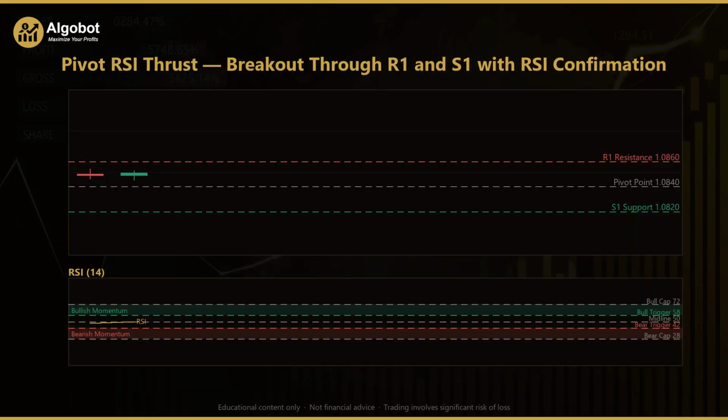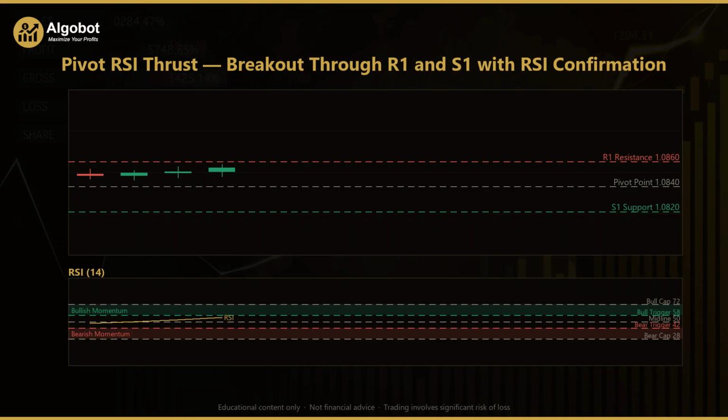Let's bring the whole strategy to life on this chart. Up top you can see the price candles, and crossing them are 3 dashed lines from the rolling pivot. The R1 resistance at 1.0860 in red, the central pivot point at 1.0840 in gray, and the S1 support at 1.0820 in green. Below the price is the RSI subpanel, with our momentum bands marked, the bullish band between 58 and 72, and the bearish band between 28 and 42.